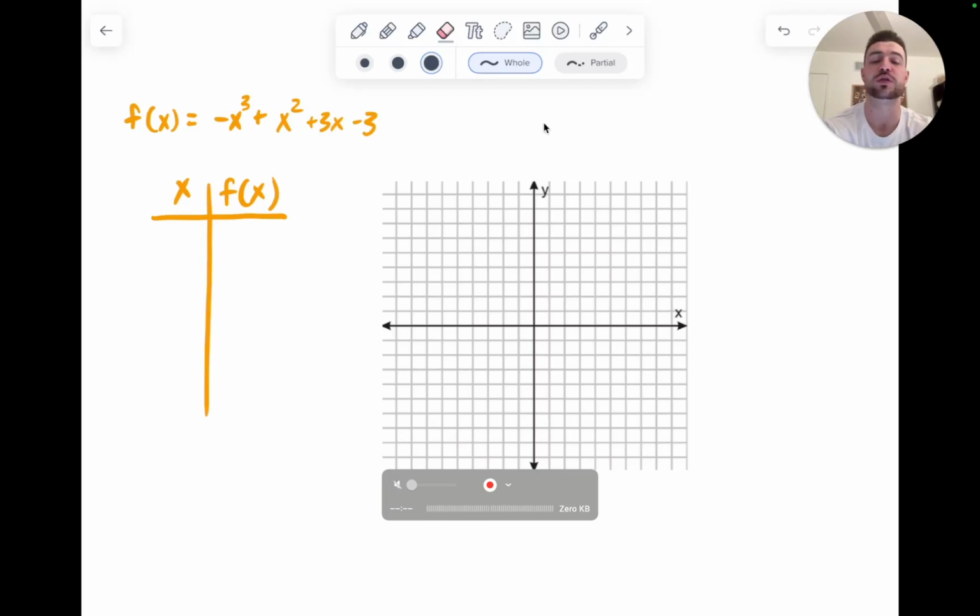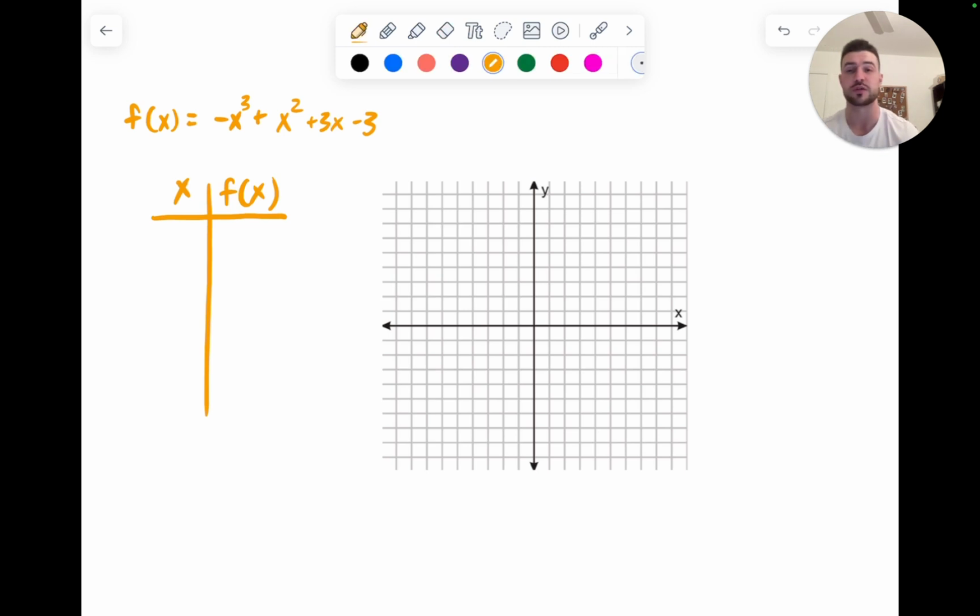Today we are going to sketch the graph of polynomial functions. Specifically, we're going to pick a couple good x values, plug them in, and evaluate our function to get some points. And then we're going to use end behavior to make a smooth connection between each of our points and get a rough idea of what this polynomial is going to look like.